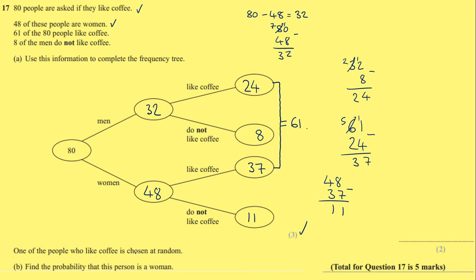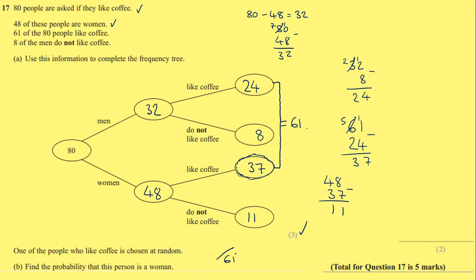Find one of the people who like coffee is chosen at random. So I could be picking any of these 61 people. What's the probability that they're a woman? So it's got to be these people here. Now, I'm telling you already that they like coffee, which means I couldn't be talking about this person, this 8 people, or this 11 people here. They are definitely going to like coffee. There's only 61 people I could possibly be talking about.